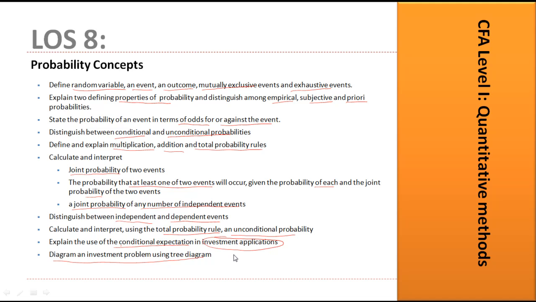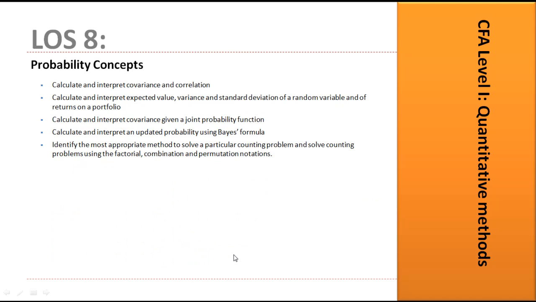Then there are certain other concepts which we will talk about. Calculation and interpretation of covariance and correlation. They will be useful in probability, and they are very important concepts in portfolio management. Then we'll look at the expected value, variance and standard deviation of a random variable and of the returns on a portfolio. We'll look at the covariance given a joint probability function.